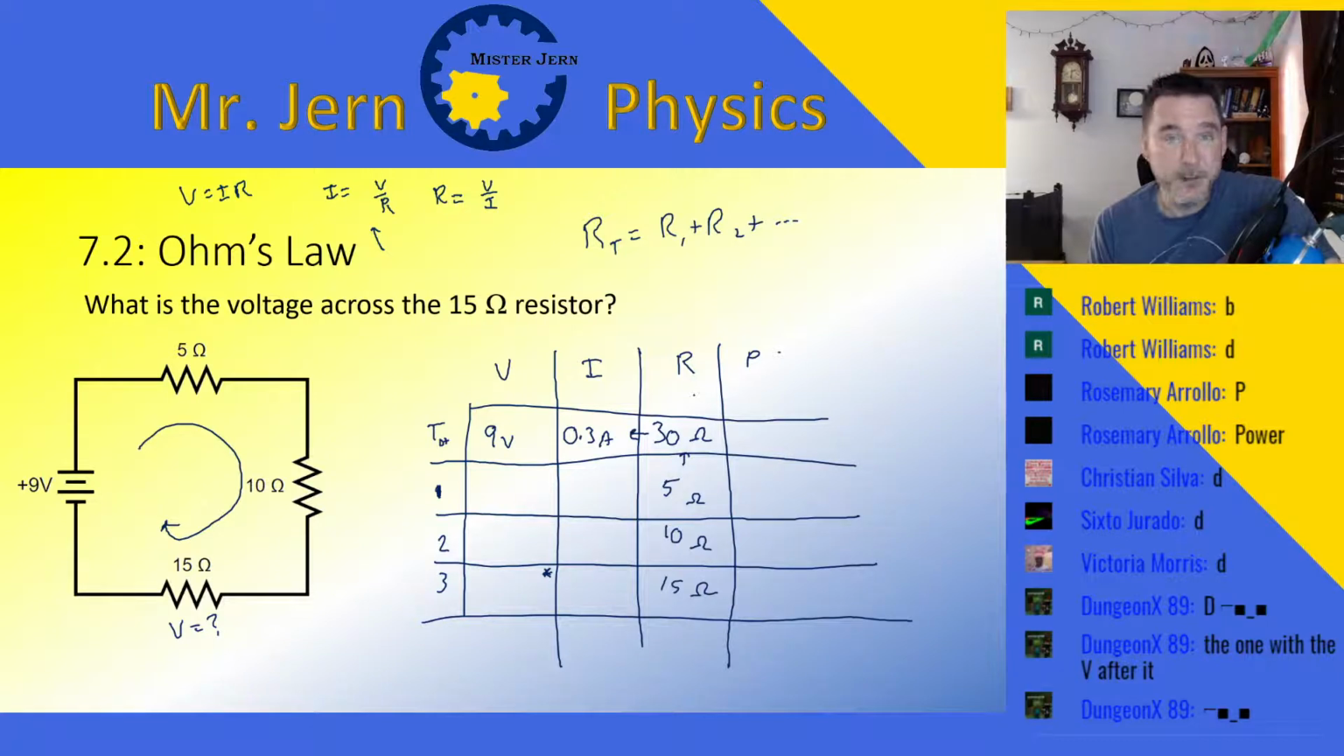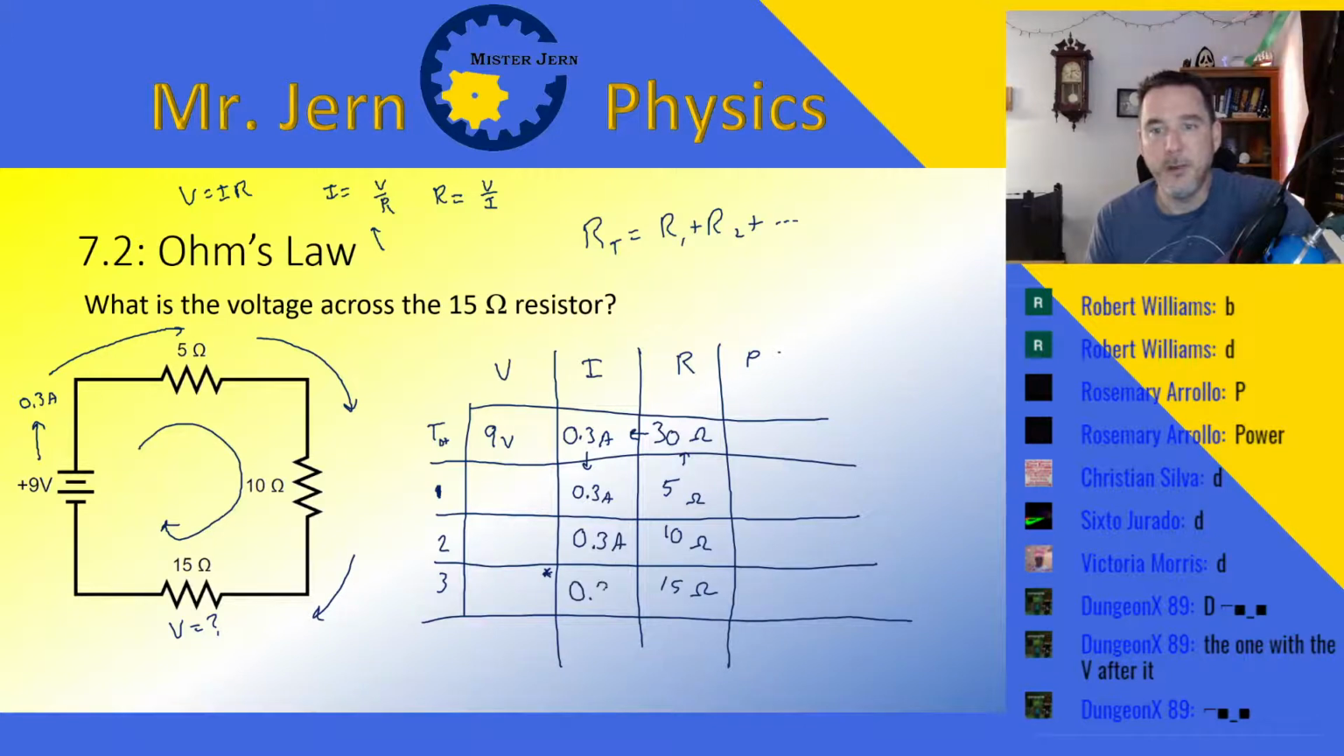Now, because of that, the easy part is I've got current coming out of the battery of 0.3 amps. And it's a series circuit, so that current is also going to go through that resistor, and all the way around. So that means this is 0.3, this is 0.3, and this is 0.3. Got it?